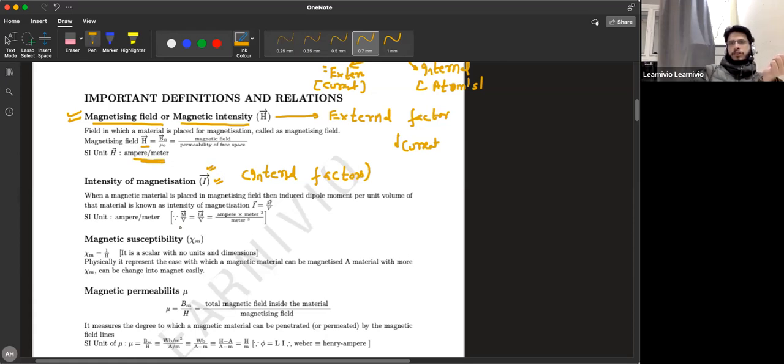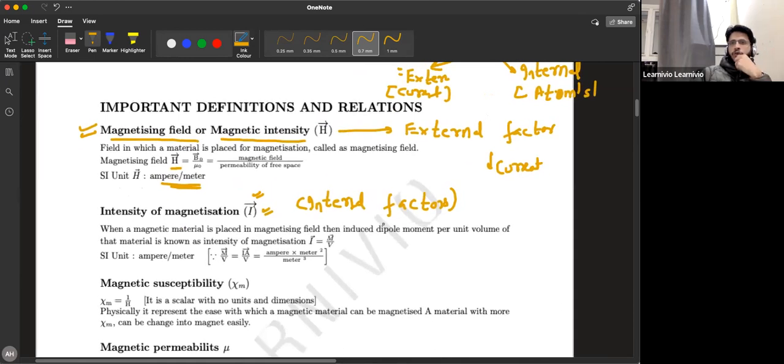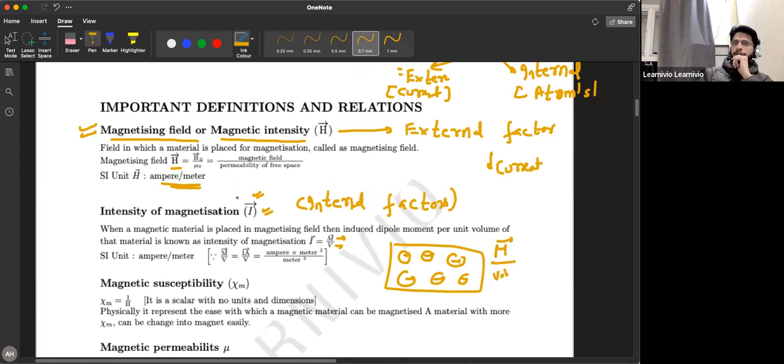We define intensity of magnetization in this way. This is the ratio of the magnetic moment of the sample divided by its volume. Like you have a sample, you have various atoms. The magnetic moment of all the atoms is in the same direction. So this sample will have some net magnetic moment. You take this magnetic moment divided by the volume of the sample. This is intensity of magnetization. So these are two factors. This is the external factor, which could be current, and this is the internal factor, which is usually the atoms.